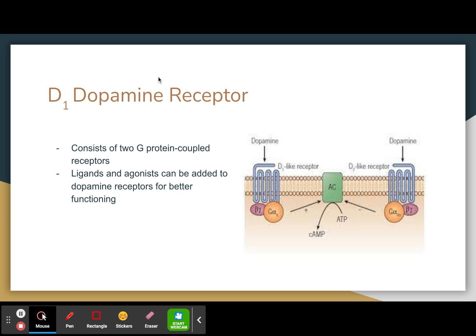The D1 dopamine receptor consists of two G protein coupled receptors, and they regulate memory, learning, and the growth of neurons in our body. Ligands and agonists can be added to dopamine receptors so that they function better. Known ligands selective for D1 receptors are dihydrexidine and benzazepine. And known agonists selective for D1 receptors are apomorphine, pergolide, rotigotine, and terguride.